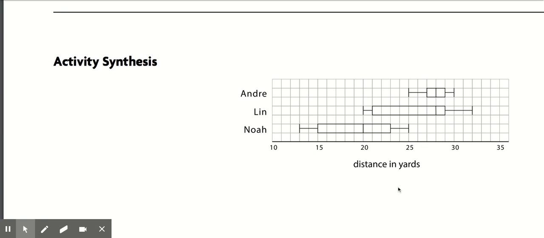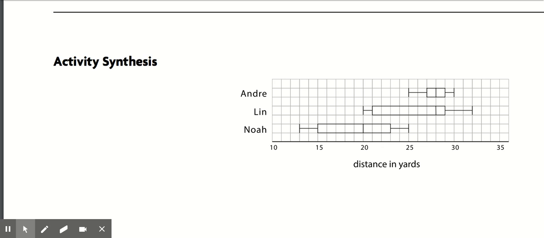What's a typical distance that Noah's planes could fly? Looking at Noah, I will look at his median data. So that's right here. His median is 20. So the typical distance his planes could fly is 20 yards.